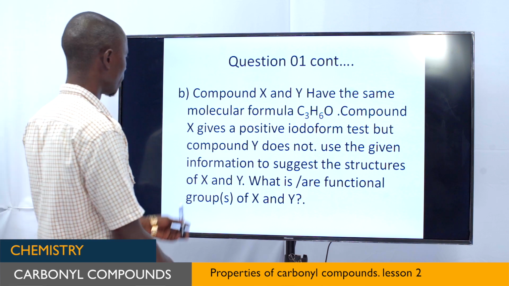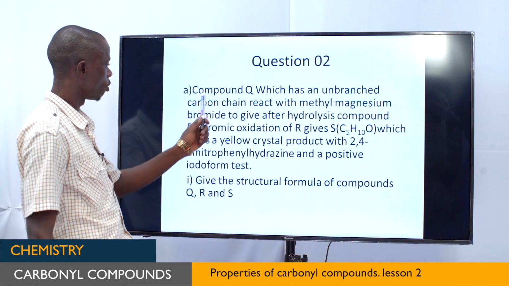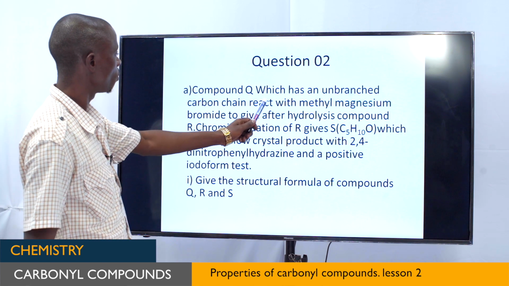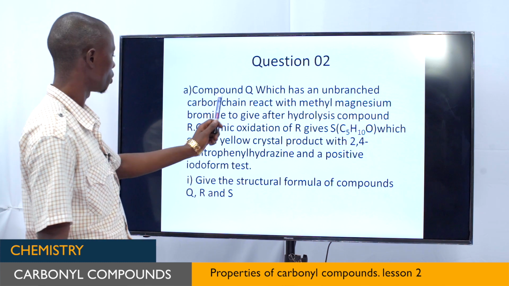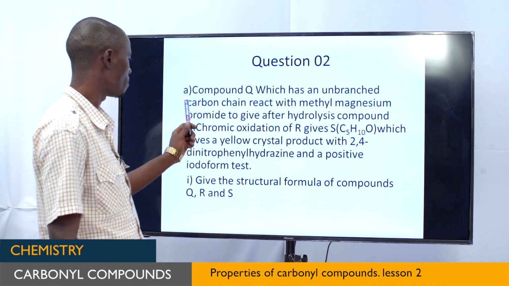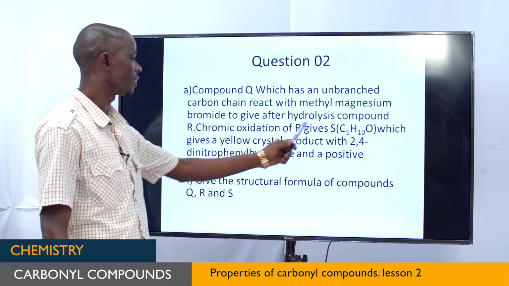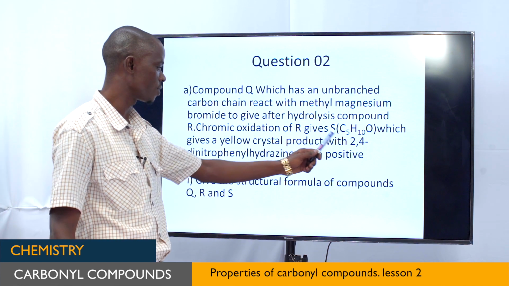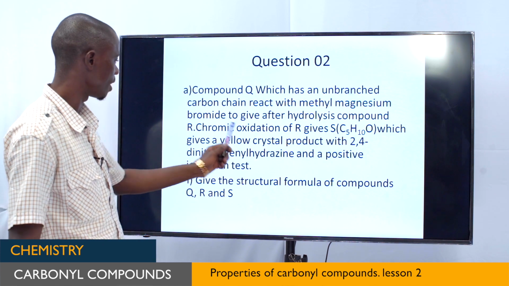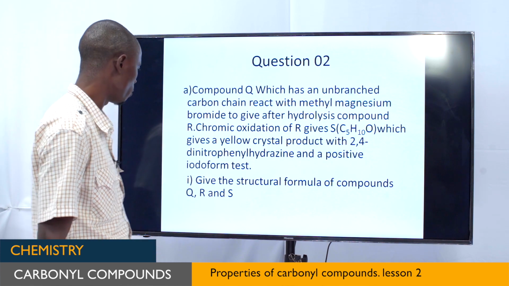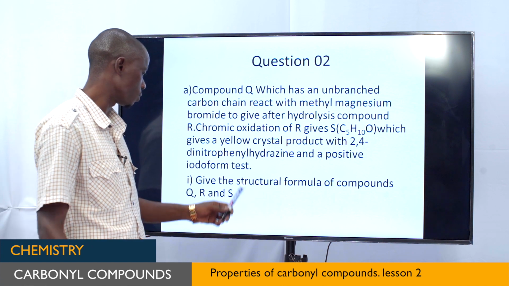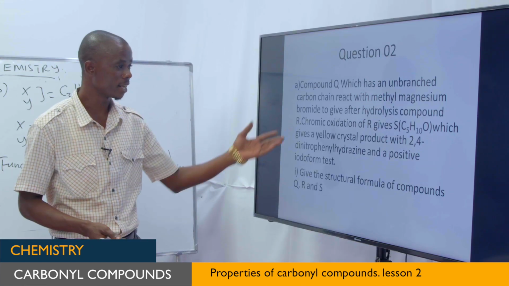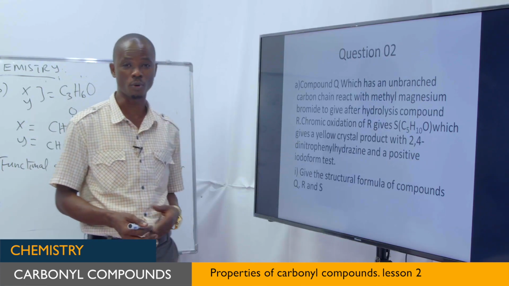Now, the second example is this one. Compound Q, which has an unbranched carbon chain, reacts with methyl magnesium bromide to give, after hydrolysis, compound R. Now, chromic oxidation of R gives this compound, which gives a yellow crystal product with 2,4-dinitrophenylhydrazine and a positive iodoform test. Now, I can guide you through this question. This is a very simple one.